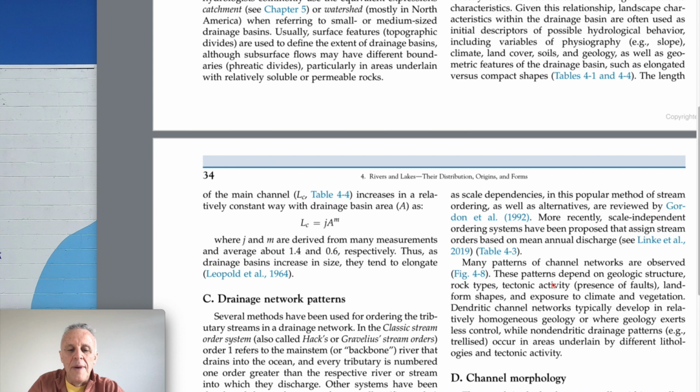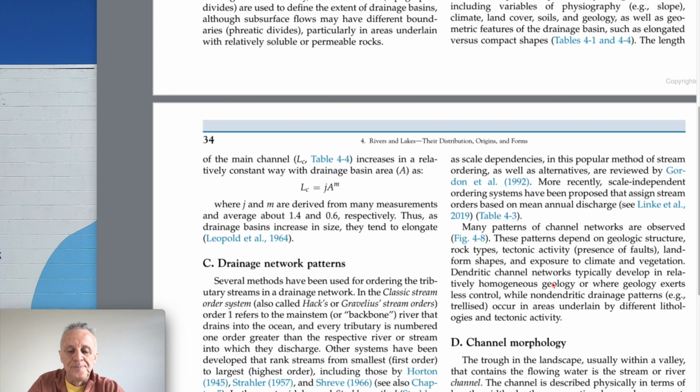The length of the main channel, LC, increases in a relatively constant way with drainage basin area, where LC = J A^M, where J and M are derived from many measurements and average about 1.4 and 0.6 respectively. Thus, as drainage basins increase in size, they tend to elongate.